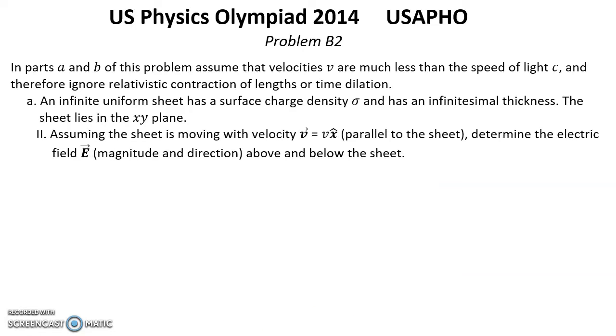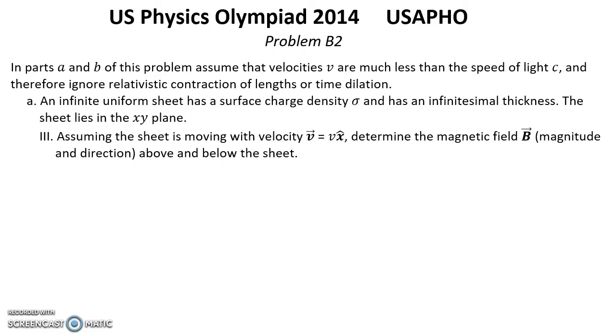Question 2. The motion is not affecting the electric field. It means that the answer will be the same as for question 1. Question 3. Assuming the sheet is moving with the velocity v in x direction, determine the magnetic field B above and below the sheet.